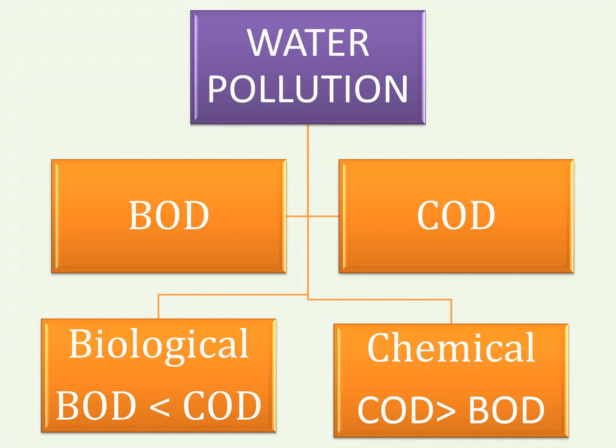On to the next topic. Here we are considering two important parameters in deciding the extent of water pollution, and they are very familiar to us: BOD and COD, biological oxygen demand or biochemical oxygen demand, and here it is chemical oxygen demand. And we know that BOD is much lesser than COD, or COD is higher than BOD. Let us get into the details.